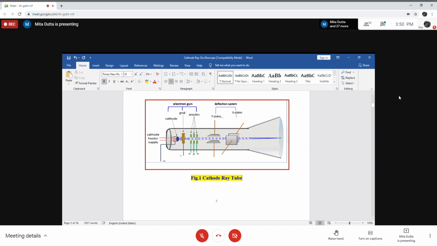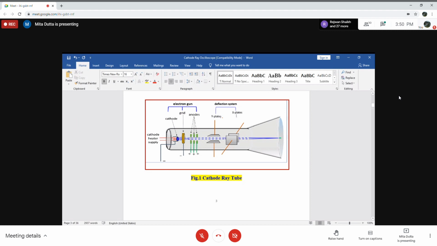And these accelerating anodes will accelerate the electron beam. Generally, two types of focusing scheme are used: electrostatic focusing and electromagnetic focusing. Though details of these two principles are not necessary, the electrostatic focusing scheme is used in cathode ray tubes, whereas the electromagnetic focusing scheme is used in TV sets.